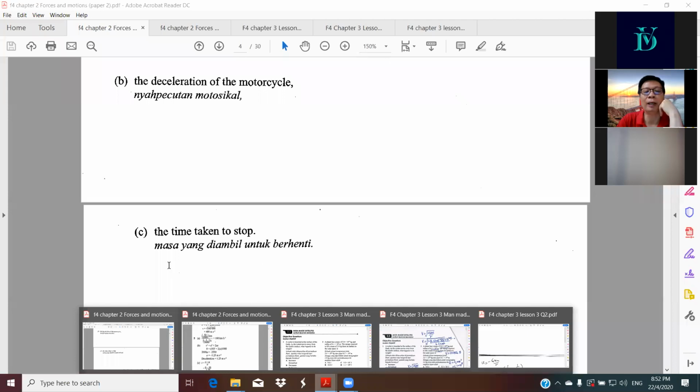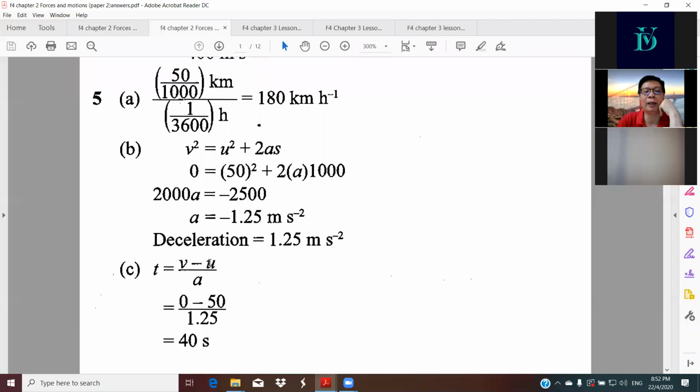This is the normal formula: t equals final velocity minus initial velocity, divided by a. My internet connection is not stable as usual in my area. Final velocity 0, initial velocity 50, a 1.25. So you get the answer 40 seconds, okay?